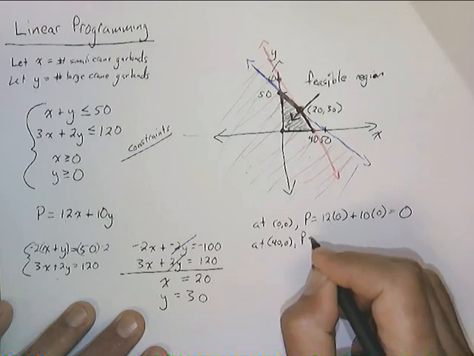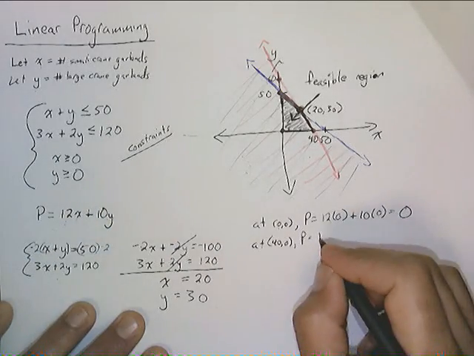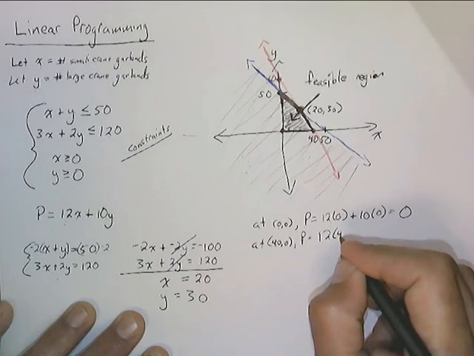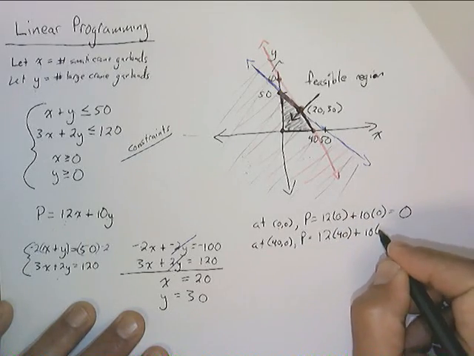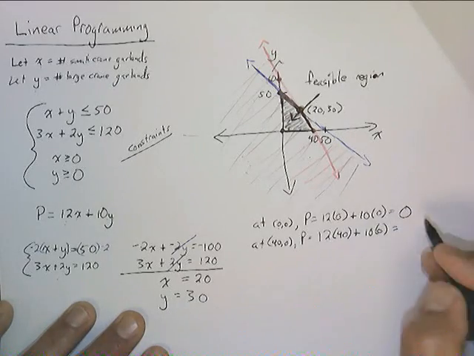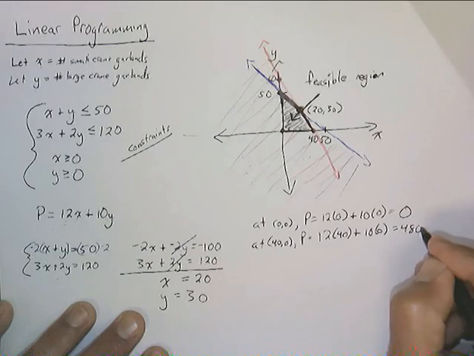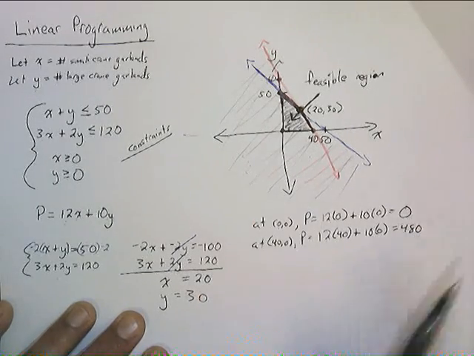Let's check out this point down here, the 40, 0. Here, the profit is going to be, let's see here, profit function is 12 times the x, which is 40, plus 10 times the y, which is 0, which is, of course, 12 times 40, which is just 480. So here, at this point, we're going to make $480.